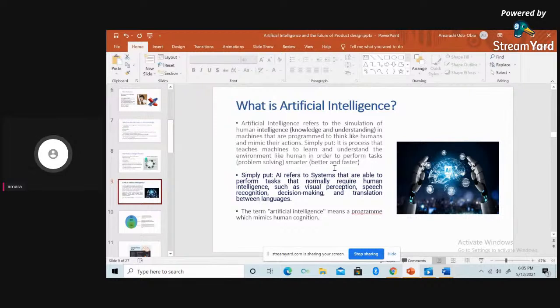So AI refers to systems that are able to perform tasks that normally require human intelligence. Such tasks could be visual perception, that is seeing and understanding, perceiving something visually, speech recognition, decision making, and translation between languages. For instance, if you want to speak with a Chinese person and you speak English, the Chinese man speaks Chinese, he doesn't speak English, you need somebody to translate.